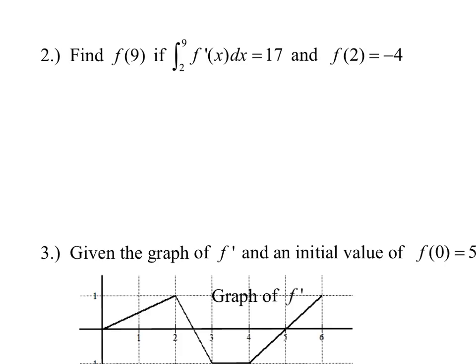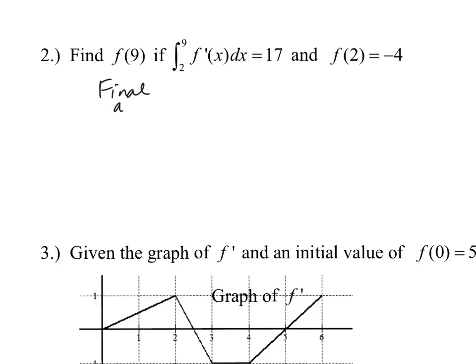And then problem number 2 says, find f of 9 if the integral from 2 to 9 of f prime of x dx equals 17 and f of 2 equals negative 4. So you should recognize this from class as a time that we're going to use our net change theorem, where we get our final amount.